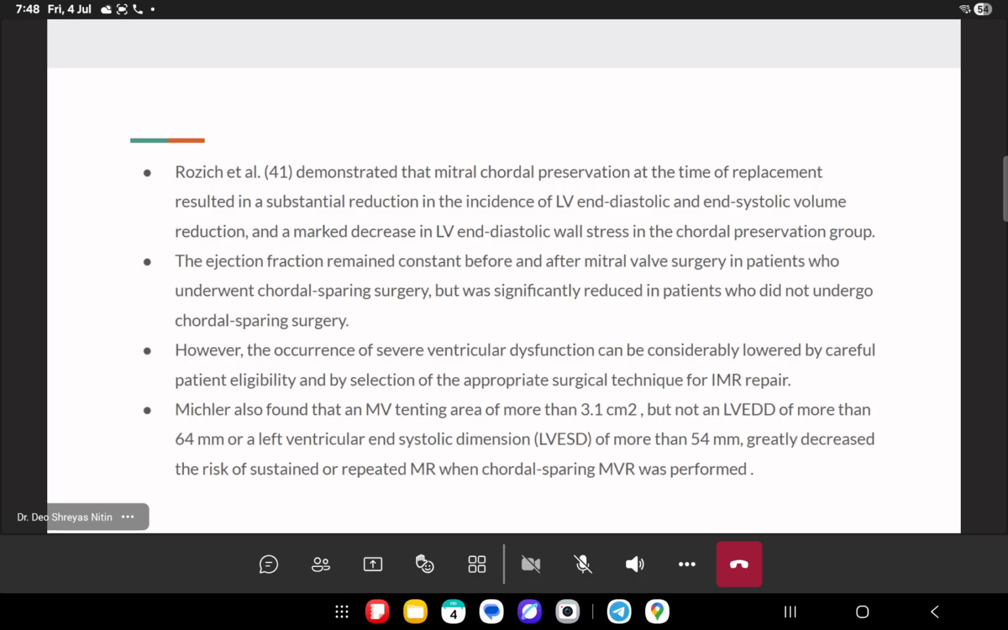However, the occurrence of severe ventricular dysfunction can be considerably lowered by careful patient eligibility and selection of appropriate surgical techniques for ischemic mitral regurgitation repair. Mishler also found that a mitral valve tenting area of more than 3.1 cm², but not a left ventricular end-diastolic diameter of more than 64 mm or left ventricular end-systolic dimension of more than 54 mm, greatly decreased the risk of sustained or repeated MR when chordal-sparing replacement was performed.